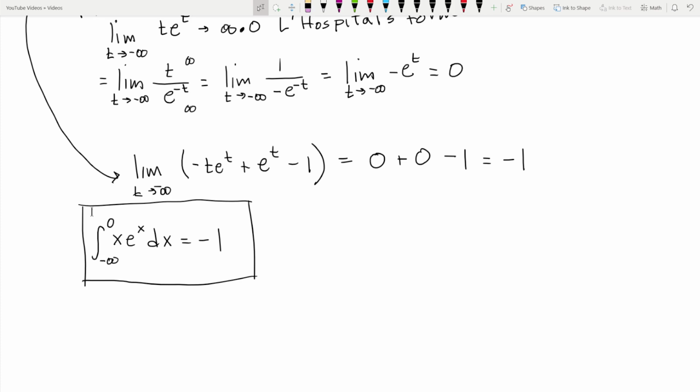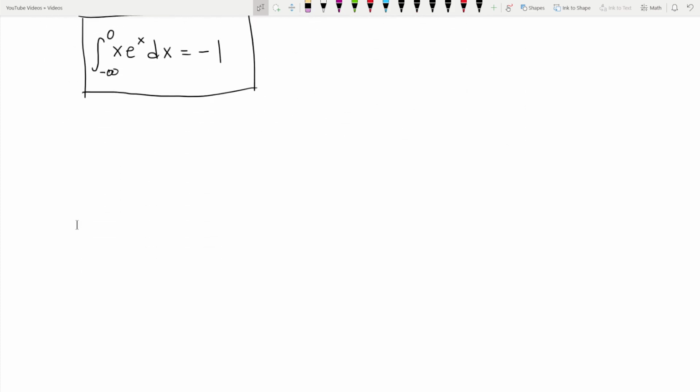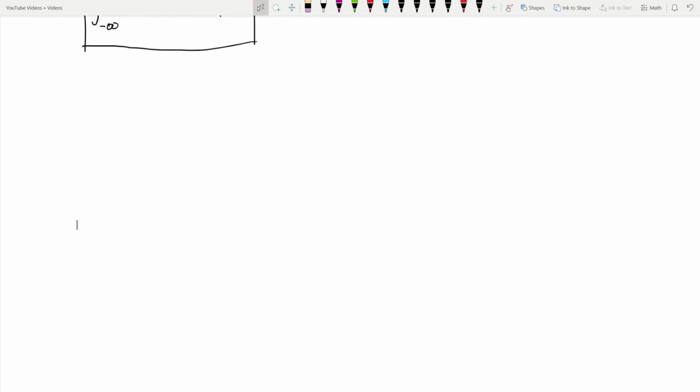All right, let's take a look at another one. Let's do one where both endpoints are infinite. So let's do this. The antiderivative, negative infinity to infinity of 1 over 1 plus x squared dx.